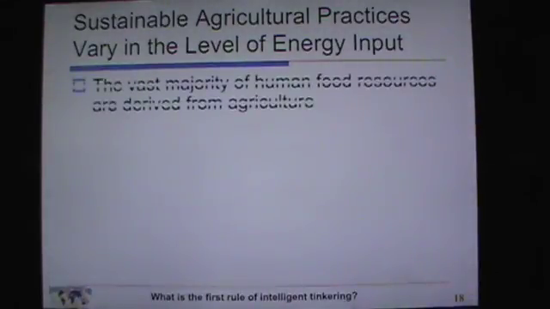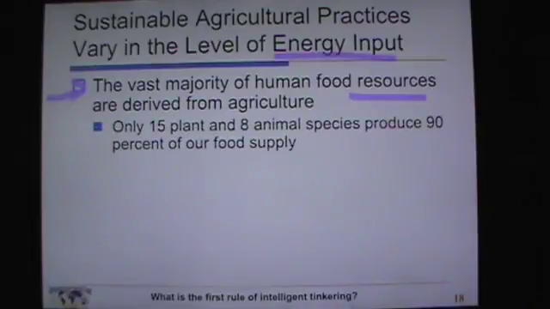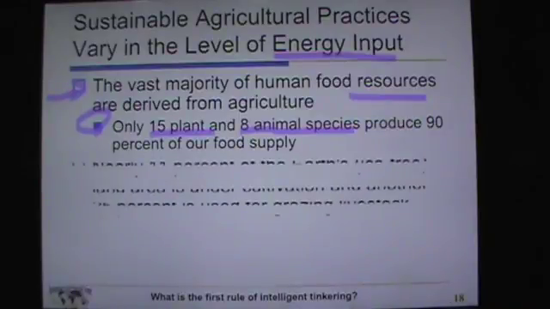Sustainable ag practices vary in how much fossil fuel energy you have to put into it. Almost all of our food resources come from agriculture. Can't think of any that are not. However, we rely on only 15 plant and 8 animal species to produce most of our food supply. And you can probably name those. It's shocking. We used to eat a much wider variety, but globally, we've reduced it down to that.